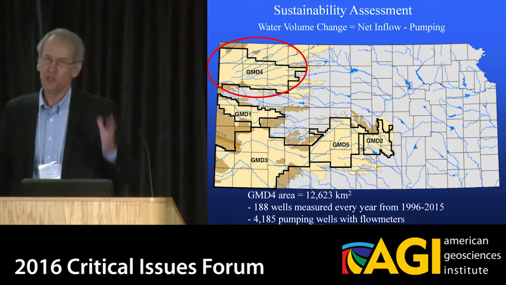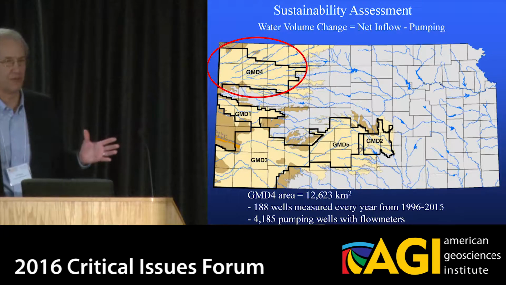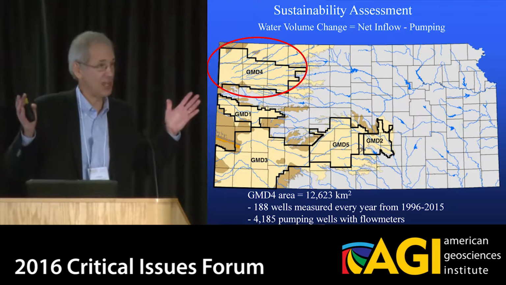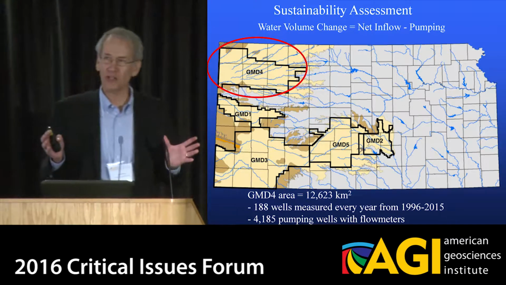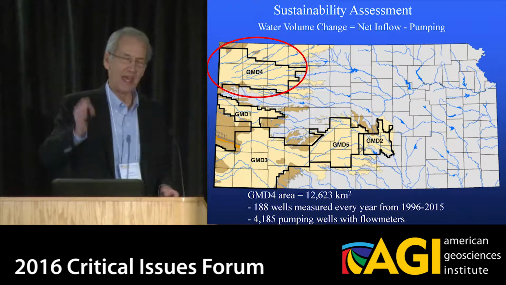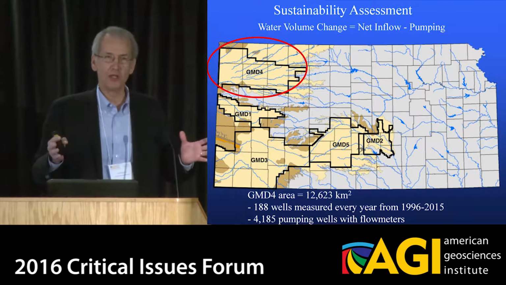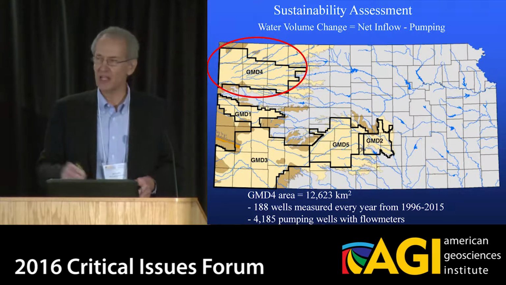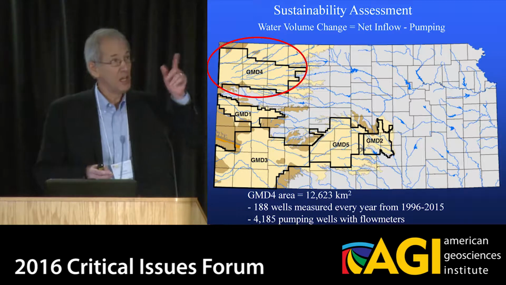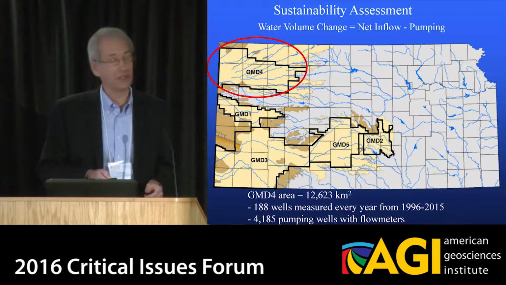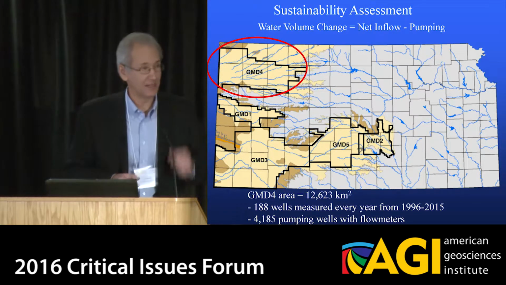We take the 188 wells that were measured every year from 1996 to present, and we take the average water level change each year. We take the annual water use each year. We plot them against each other. According to the theory we developed, they should fit on a straight line. And from the slope and intercept of that line, you can get that net inflow component. And I'm just going to demonstrate that.